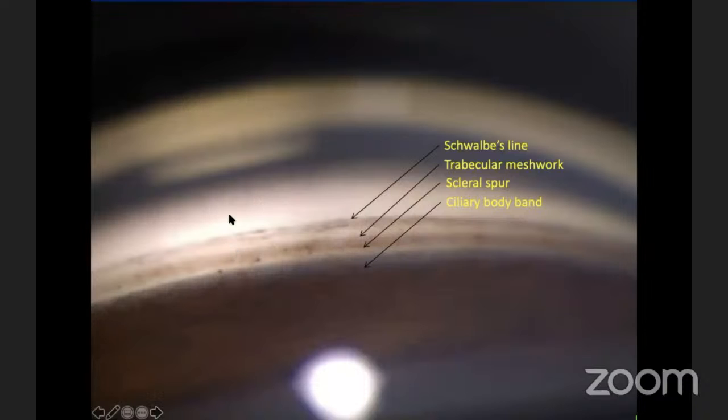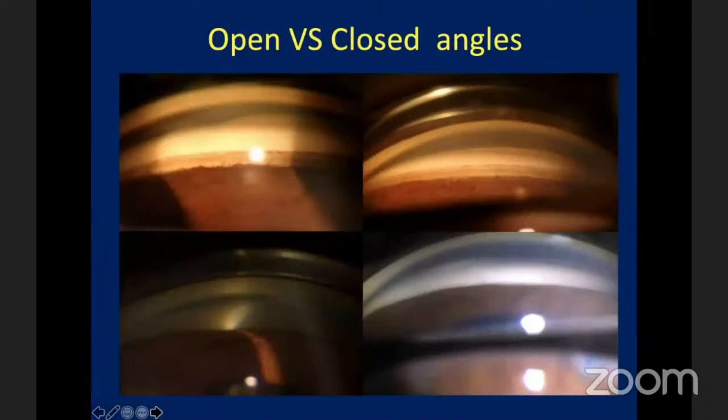And this is a magnified view. Now you can see it's a completely open angle following from the iris. The ciliary body band is visible. Then you have this white zone, scleral spur visible, pigmented part of the trabecular meshwork visible, non-pigmented part, and the Schwalbe's line. So whenever trabecular meshwork and scleral spur is visible, that denotes that patient has got an open angle.